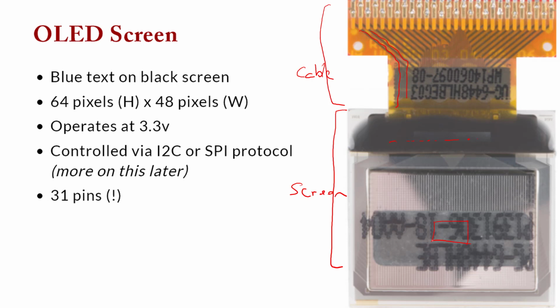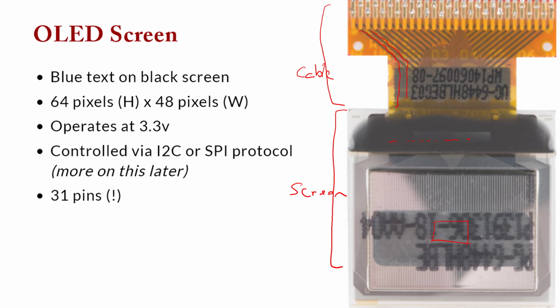Our screen in particular has blue text on a black screen. Other screens can have different colors, but that's the one that we have. 64 by 48 pixels is pretty tiny. Your laptops are probably going to have 2,000 pixels in one dimension, maybe even 4,000, or at least 1,000. So it's pretty small. Again, 3.3 volts, which is great.